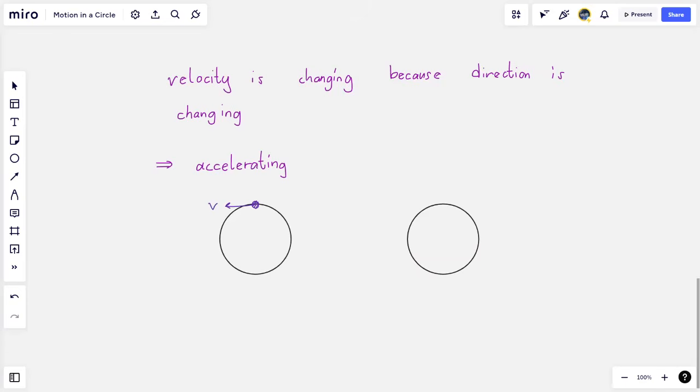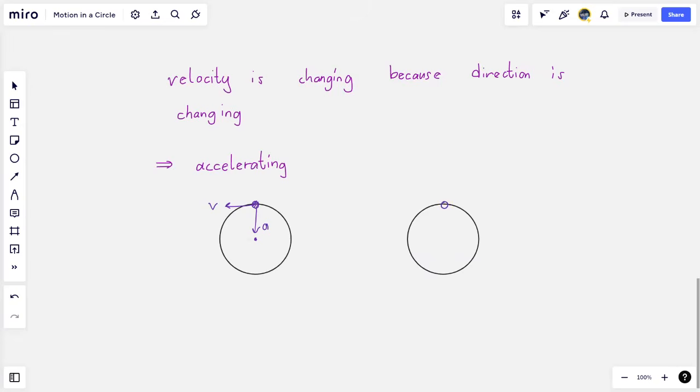It could be the moon orbiting the Earth or the Earth orbiting the sun. It could be a ball on the end of a string. It turns out all of these motions are at least mathematically identical. So what's happening is, if I draw a little point to represent the center of the circle, the acceleration always points towards the center of the circle.